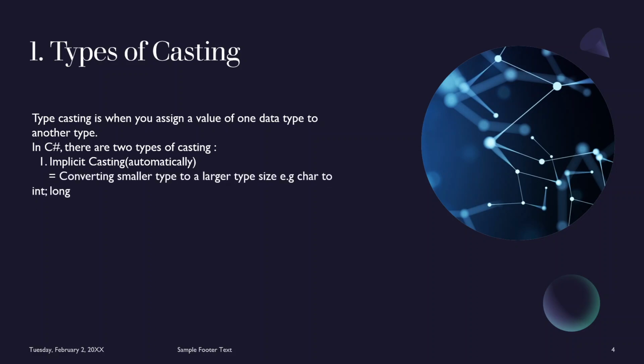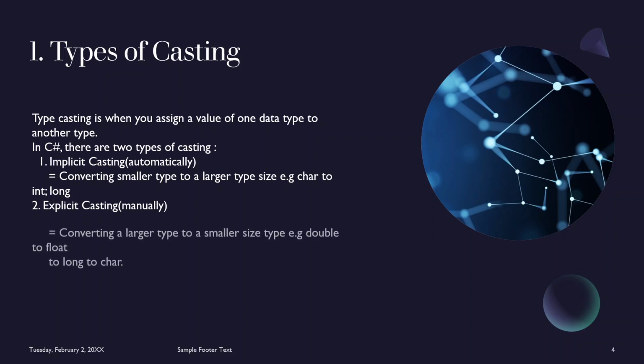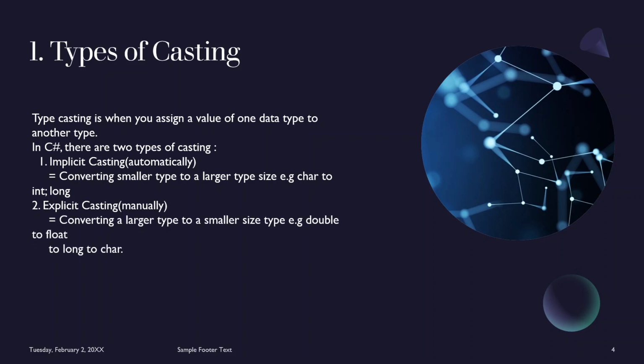Implicit casting is converting a smaller type to a larger type size. E.g., you could turn your char data type into an int data type or a long data type into a double data type. Explicit casting, which is done manually, is converting a larger data type to a smaller size type, e.g. from a double to a float or from a long to a char.